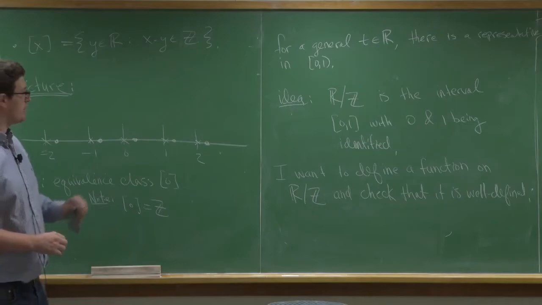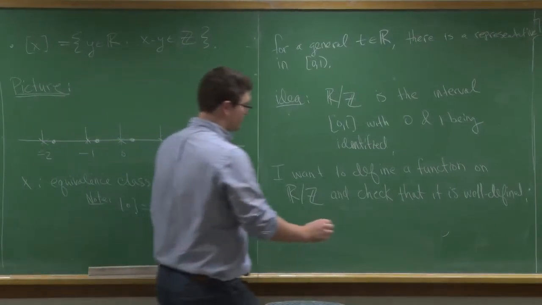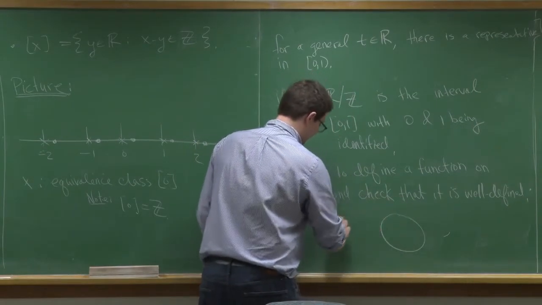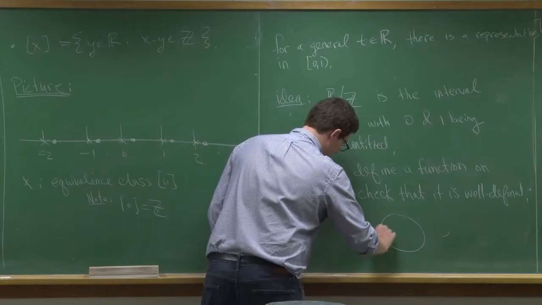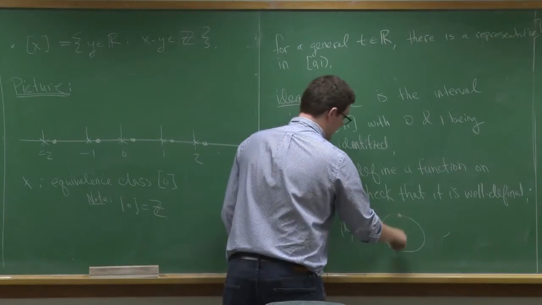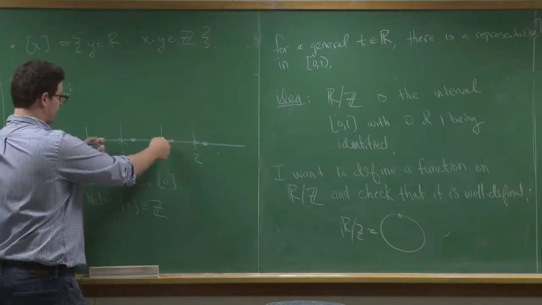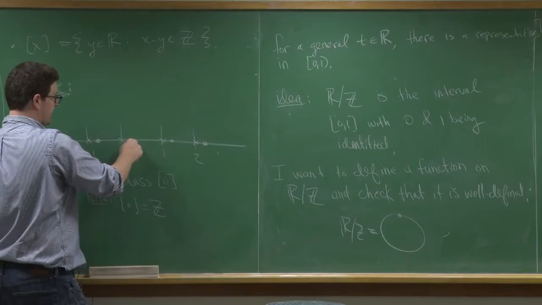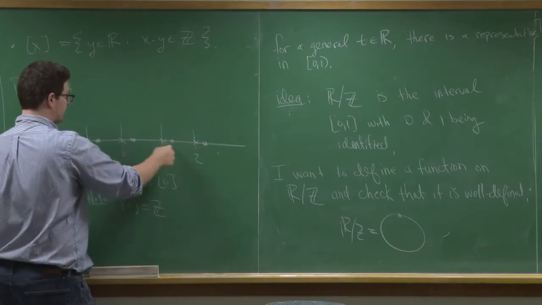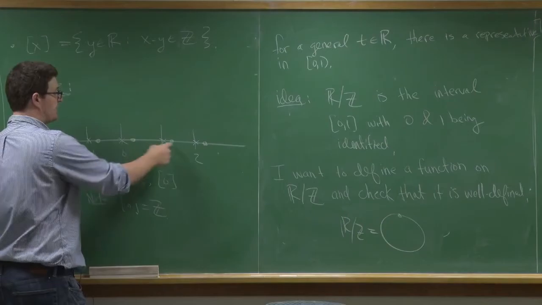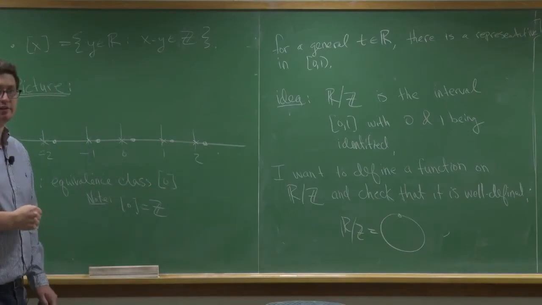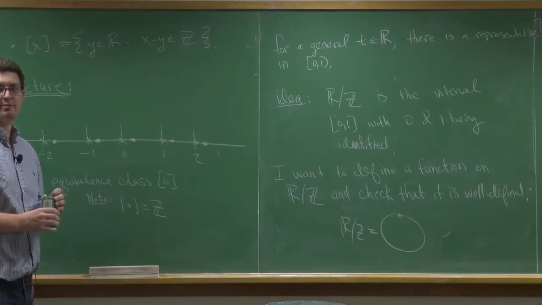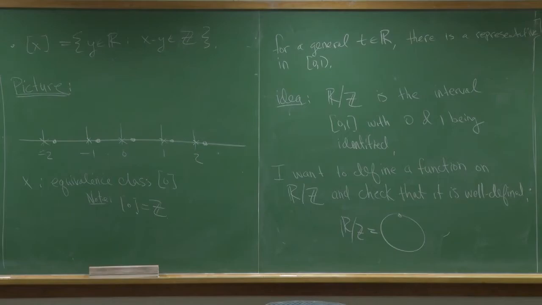But it's well-defined. So the picture of R mod Z is kind of like a circle, where you've wrapped up this whole thing, you've wound this around into a circle. And so what I'm saying is that this function only depends on the class and not the representative of the class. Okay, so does that make sense of what I'm going to try to prove? Okay, I think I'm getting some nods. So what would be the first step in the proof?